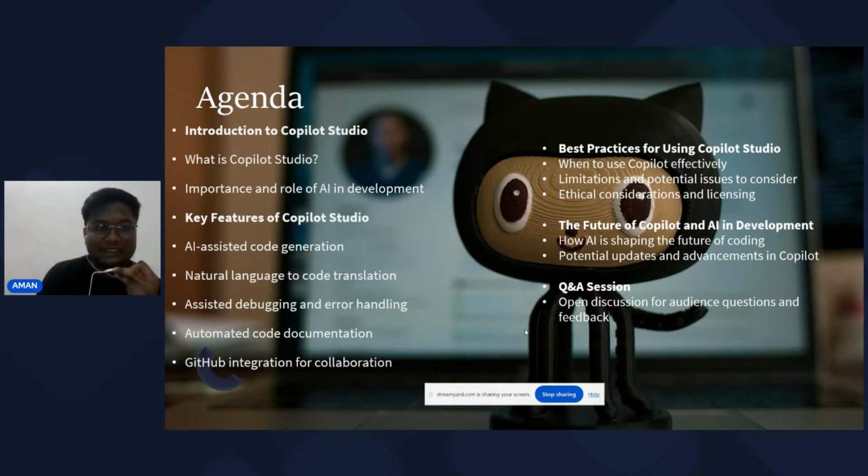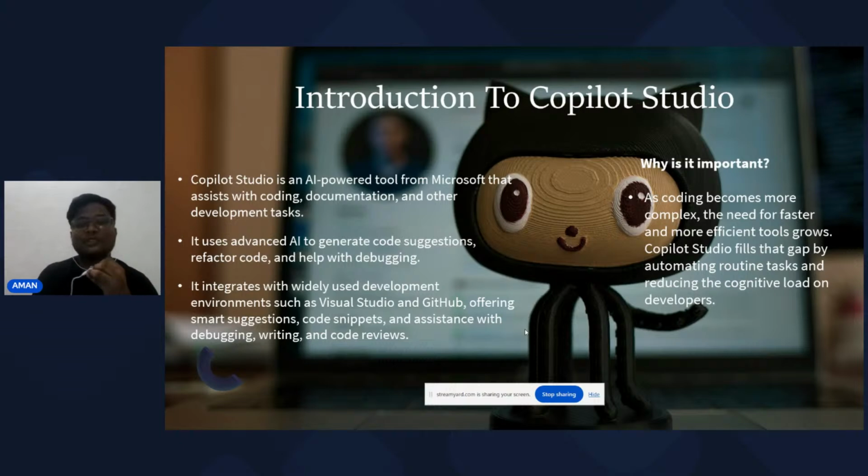Okay, so let's start. So first, I would like to introduce Copilot Studio. So what is Copilot Studio? Copilot Studio is an AI powered tool from Microsoft that assists with coding, documentation, and other development tasks. Just like ChatGPT, it's also an AI tool which helps developers to code faster and in an easy way. It uses advanced AI to generate code suggestions, refactor code, and help with debugging. It also helps us with debugging the code and error handling.